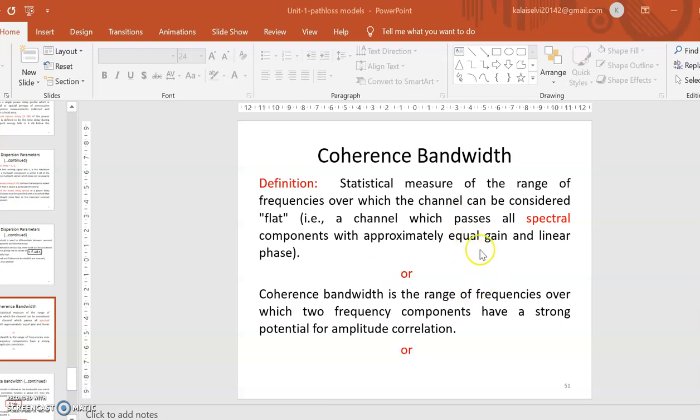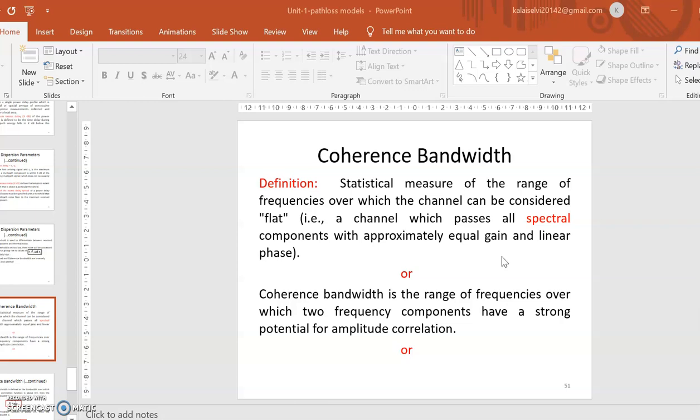That is, in that range of frequencies, the channel will pass all the spectral components with equal gain and linear phase. Suppose F1 to F2 is a set of frequencies we consider. In that range, if all the frequencies have the same gain and the same linear phase, we consider it a coherent bandwidth.